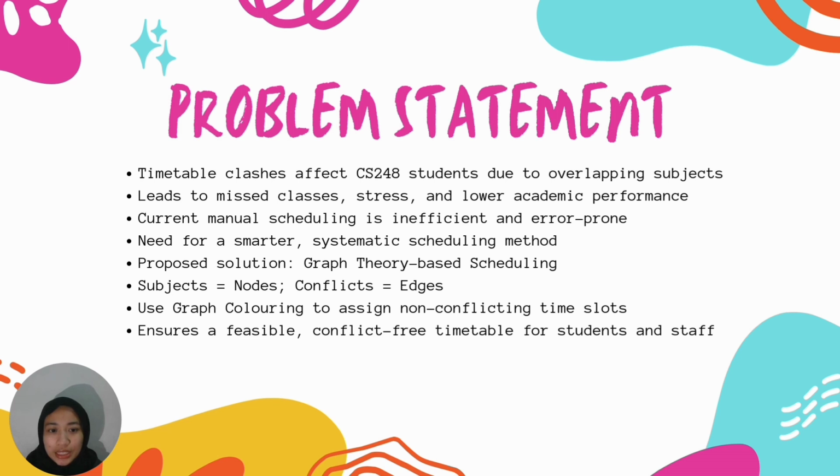That is why this study proposes a smarter solution using graph theory. In this method, each subject is treated as a node, and conflicts, where subjects share the same students, are represented as edges. By applying graph coloring, we assign different time slots to conflicting subjects, ensuring no overlaps. This approach helps create a conflict-free and efficient schedule that benefits both students and academic staff.